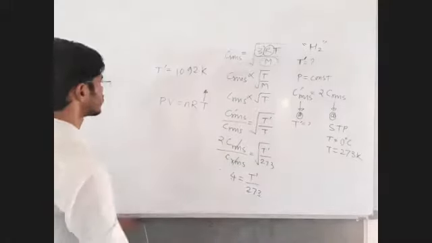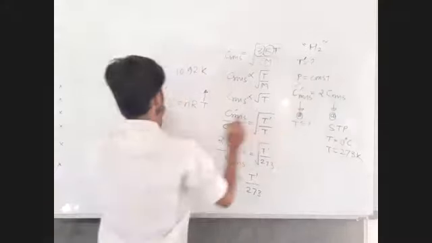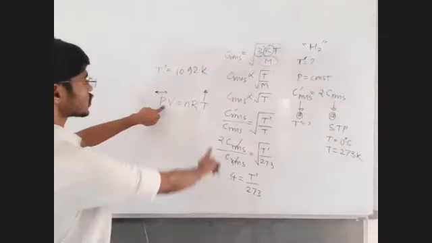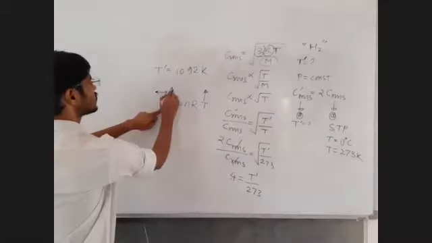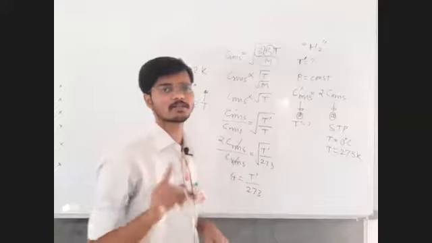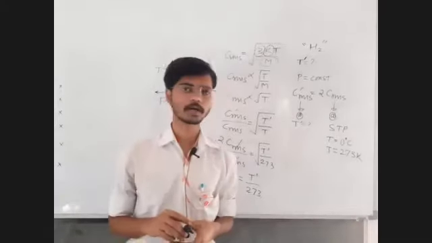Temperature is increasing. See, the pressure they have given to be constant. So pressure is not changing. So if temperature is increasing, volume must be increasing. If temperature is increasing, volume of the hydrogen gas must be increasing. Okay. Are you getting this?